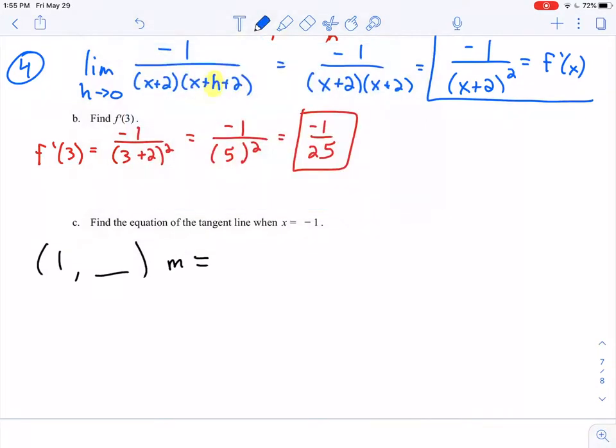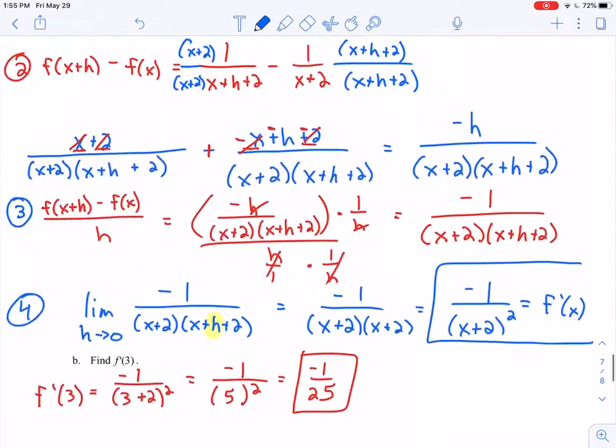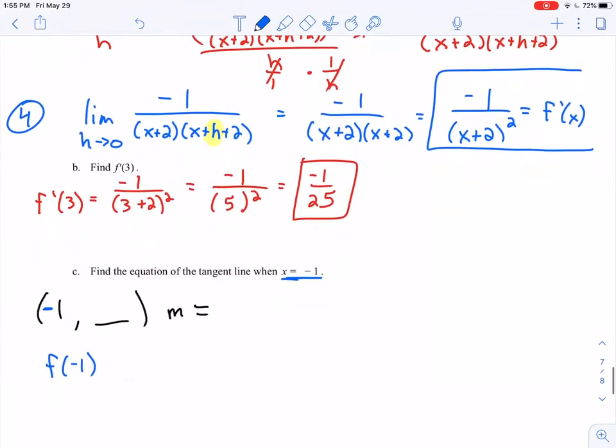Remember, for the y value, I want to plug this x equals negative 1, forgot my negative sign, and plug that into my original function. I'm going to plug that into f of x. So f of x was 1 over x plus 2. So here we're going to have 1 over x, which is negative 1, plus 2. This is 1 over 1, which gives me a positive 1. So my y value here is positive 1.